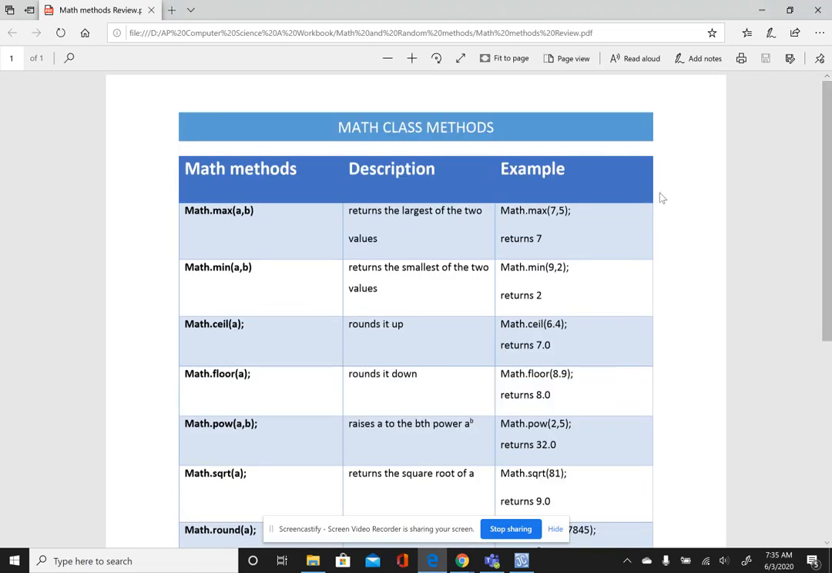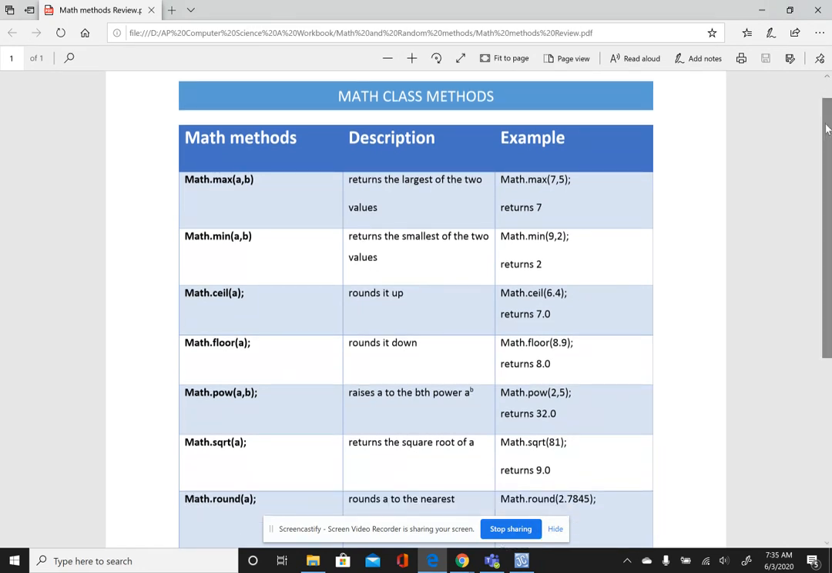Okay, guys, we'll be talking in this lecture about the math class and the methods of this math class. So, a math class is basically a set of methods that helps perform regular or normal operations or some mathematical task. There are many of them, and we're going to focus on the most important ones.